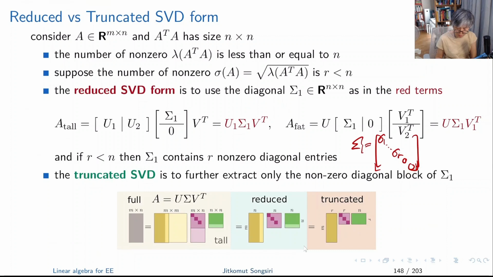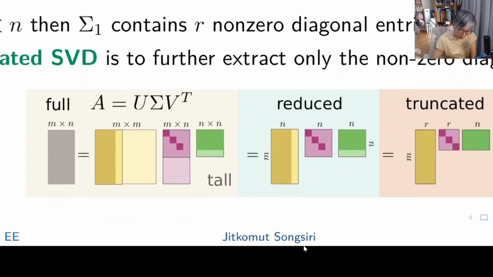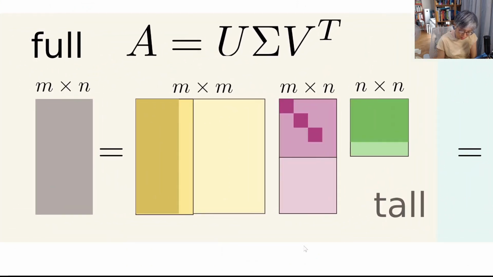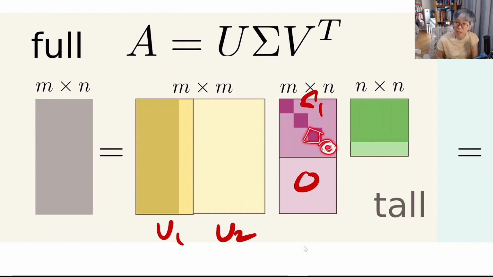In this case, you can further partition your sigma 1 into the leading block that is non-zero in the diagonal, which I illustrate with this picture here. In this example, this is my U1, my example in the tall case. This is sigma 1, this is 0. But my sigma 1 can contain 0 here. When I use the dark color, it means that it's non-zero. And the corresponding V can be V1 transpose and V2 transpose here.